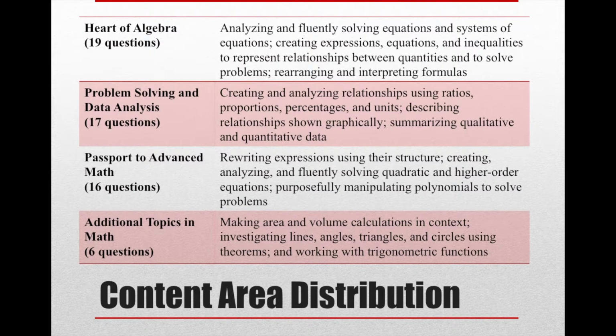Now to take a look at the content area distribution. When the SAT redesigned the test in 2016, they decided to focus on 4 main areas. They called those 4 main areas the heart of algebra, problem solving and data analysis, passport to advanced math, and additional topics in math. Now, taking a look at each one of those individual areas, for the heart of algebra, there will be 19 questions on the test.